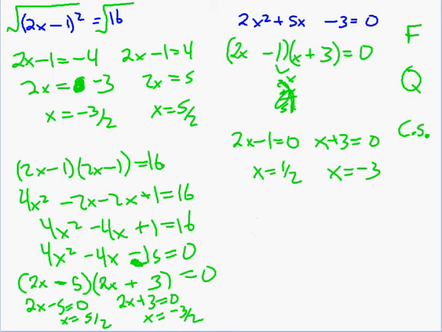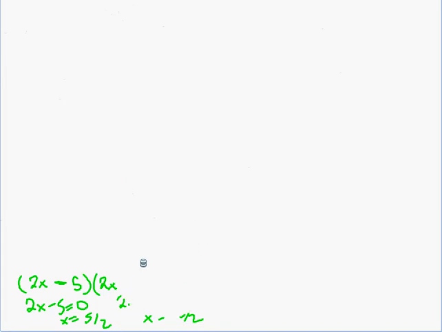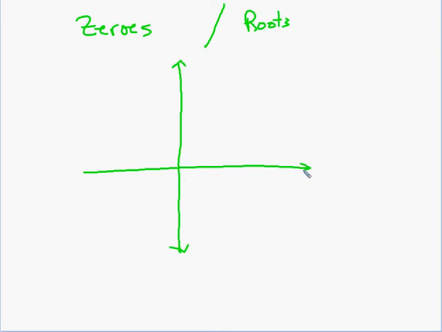Alright, now before going on from this, I want to talk about what we are actually finding. What we're finding, you can call them the zeros, or you could call them the roots. And I have a graph here, and it doesn't necessarily have to be a quadratic to do this, it could be anything. So if I had something like this, that would probably be a degree 3. But what we're finding are these.